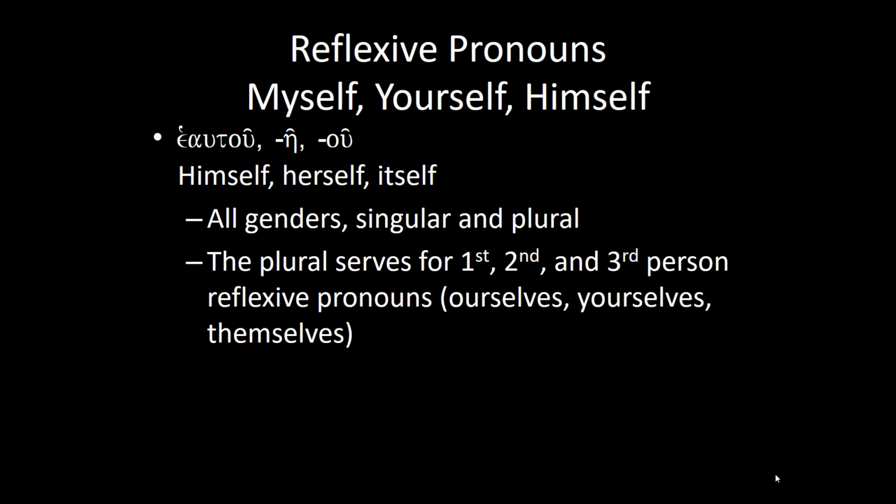Now this form, heautou, this one does, I suppose we could say, triple duty. It is the first person reflexive pronoun, myself, plural, which is ourselves, yourself, plural, which is yourselves, and himself, plural, which is themselves. So these plural forms could do any of these functions. You just have to pay attention to context, and you'll be able to figure out which one it is.